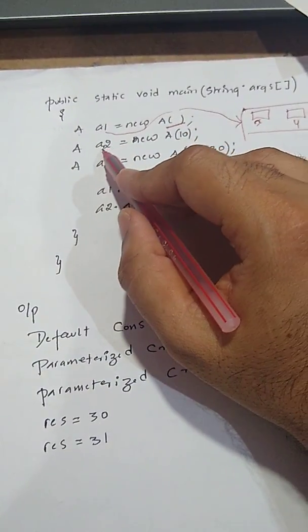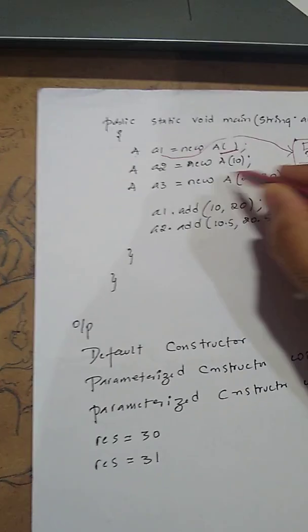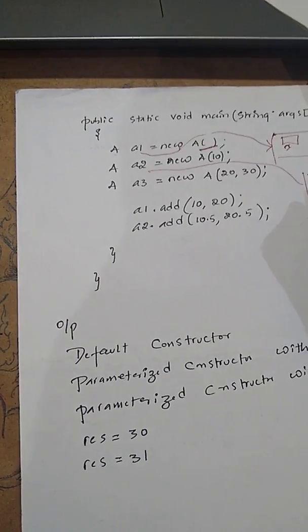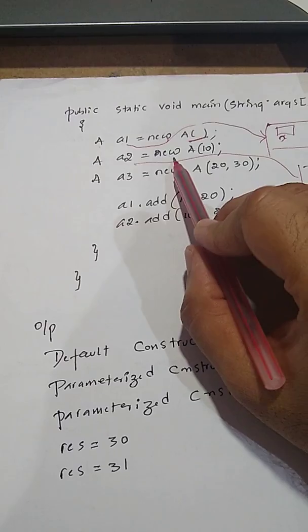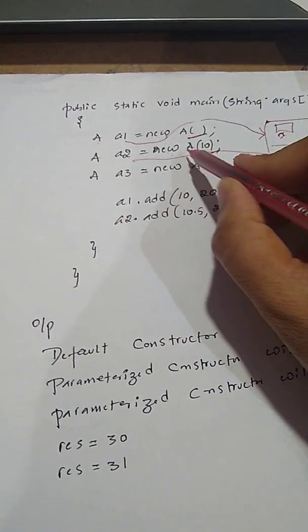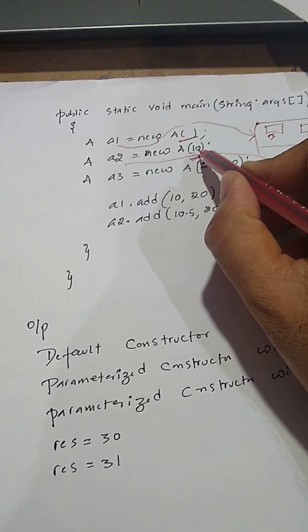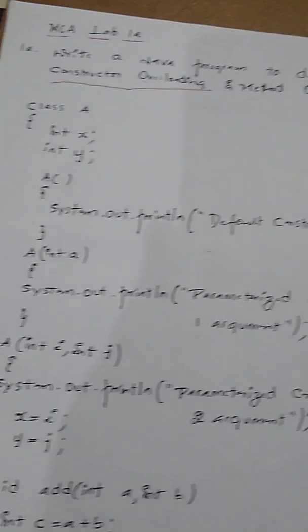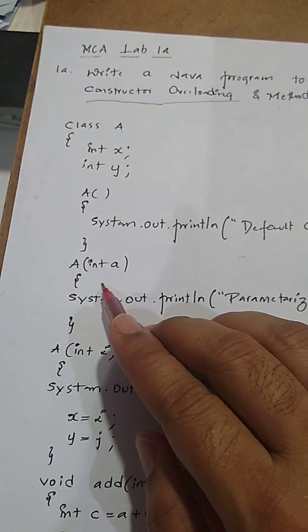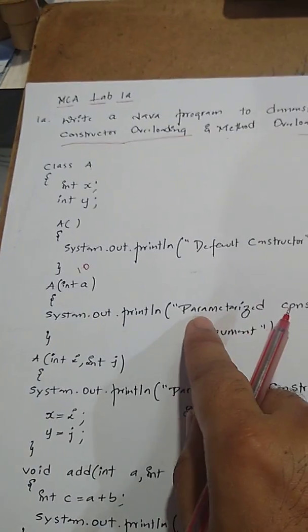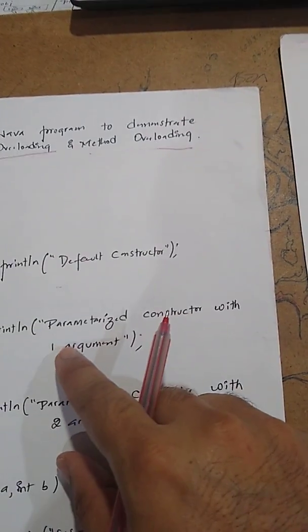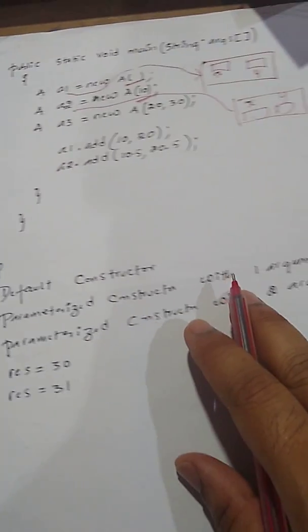Again, I'm creating one more object with the name A2. Same thing with respect to A2: it will allocate space for x as well as for y, because those two are data members, once it finds the new operator. Next I'm calling the constructor. This one is called constructor calling. Observe here, I'm passing one parameter that is of type integer. So which constructor will be called? This one will be called. Whatever value I pass, 10, that will be copied to a. And you will get the message: parameter is constructor with one argument. So we will get the second output: parameter is constructor with one argument.